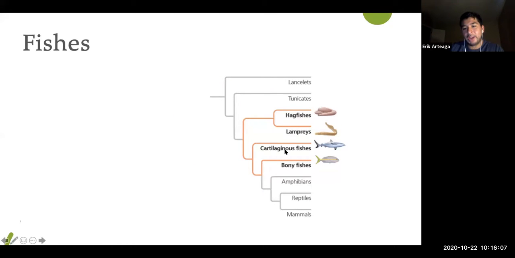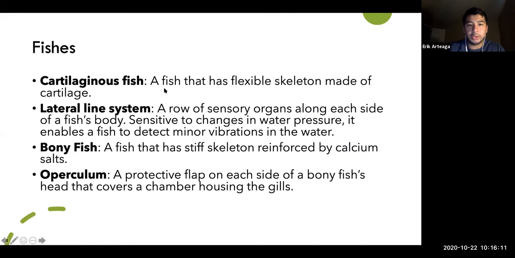Okay, so fishes, we have hagfish, lampreys, cartilaginous fishes, and bony fishes. Okay, cartilaginous fish, a fish has flexible skeleton made of cartilage, lateral line system. This is a row of sensory organs along each side of a fish's body. Sensitive to changes in water pressure, it enables a fish to detect minor vibrations in the water. Okay, so you've seen this lateral line system in fish before, where they have almost like that sixth sense in water, where they can detect movement or electrical signals.